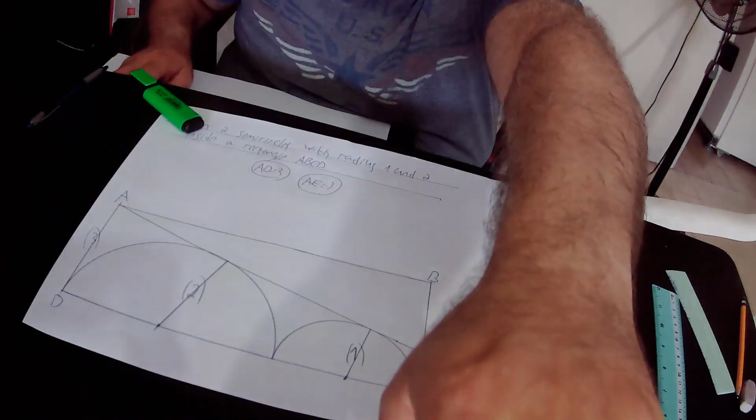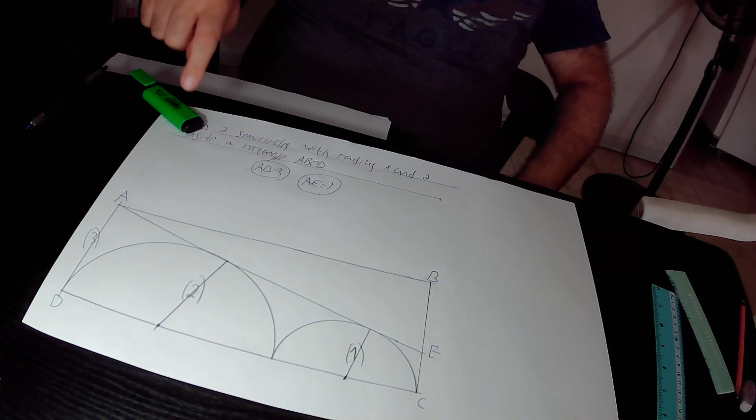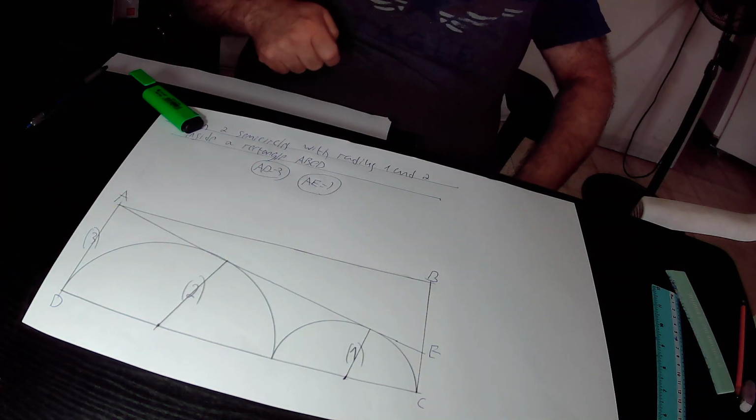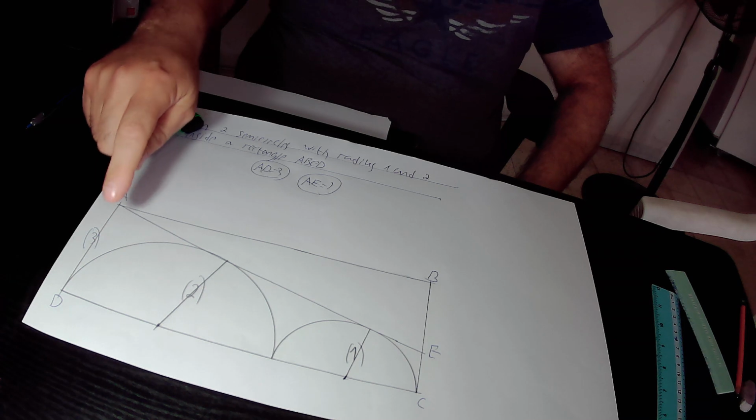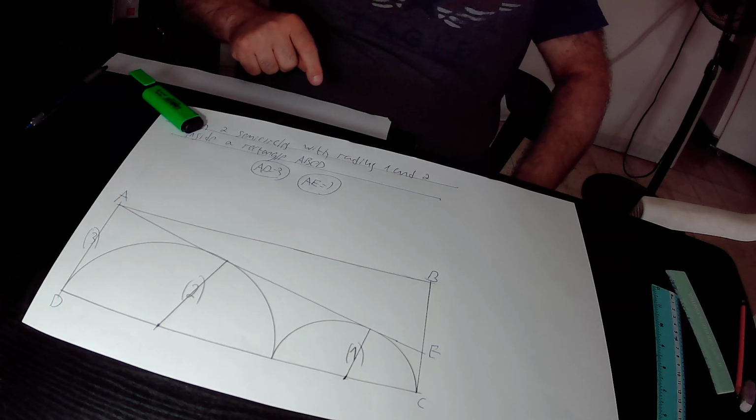Hello, in this lecture we'll find out the length of line segment AE. In the drawing we have rectangle ABCD. We know that side AD of this rectangle ABCD equals 3 units in its length.